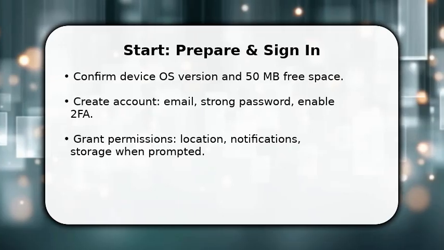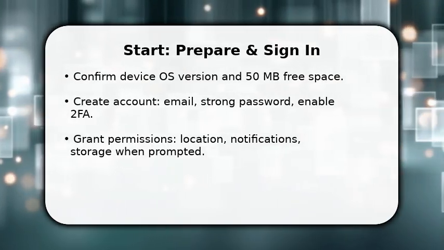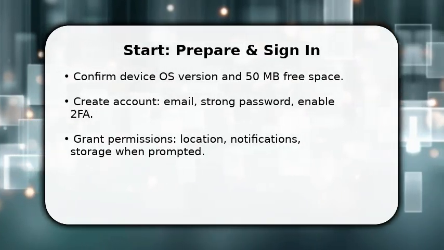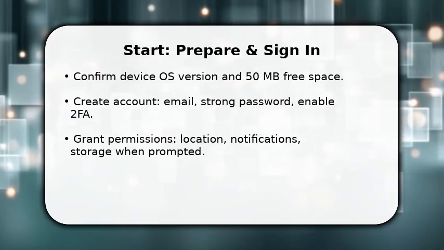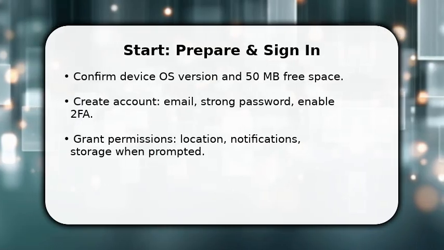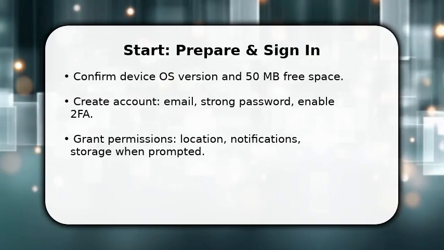You begin by making sure your device meets requirements and you have 50 MB free. Install Wuweido and create an account with email and a strong password. Enable two-factor authentication so your data stays secure. Once done, sign in and grant essential permissions for location, notifications, and storage so core features work.